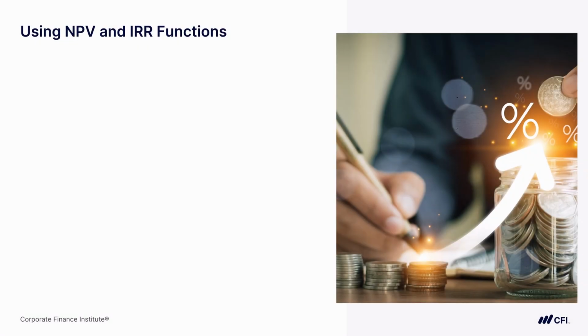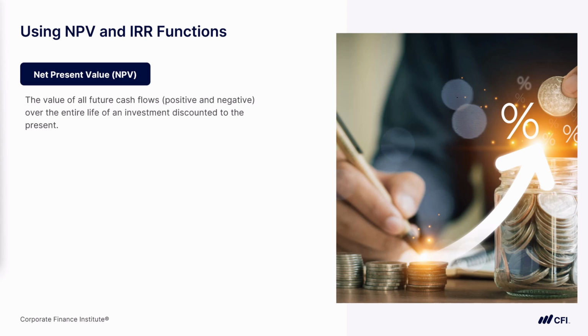So probably two of the most common metrics used to evaluate investments are the NPV and the IRR functions. First of all, the NPV, or net present value. It's the value of all future cash flows, both positive and negative, over the entire life of an investment that are discounted back to the present. So that was a lot, but how do we evaluate NPV? Well, it's relatively simple. Any project with a positive NPV will add value to a company.